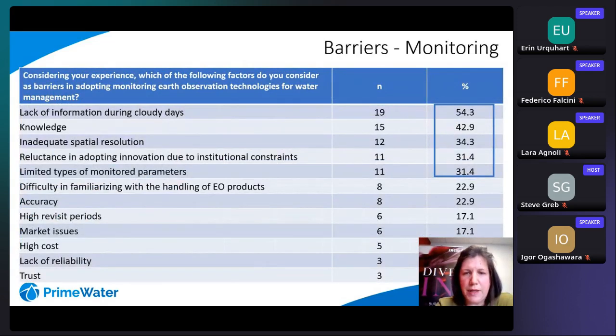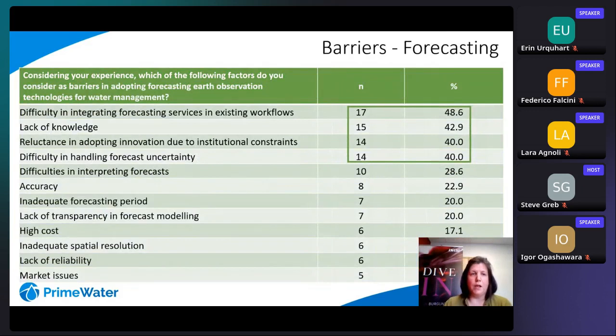When analyzing barriers in adopting monitoring Earth observation technologies, it emerged that the main barriers are of technical nature. So, for example, the lack of information during cloudy days, or the inadequate resolution, or the limited parameters monitored, but are also of knowledge nature and of institutional nature. Knowledge is also one of the main barriers in adopting forecasting GEO technologies, together with organizational and institutional factors.